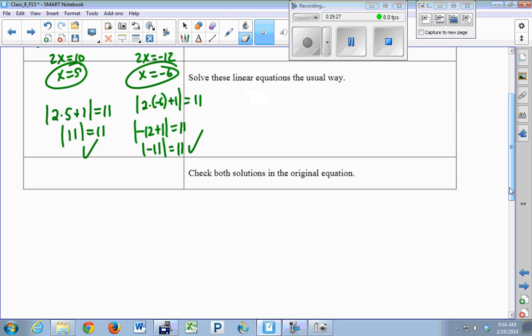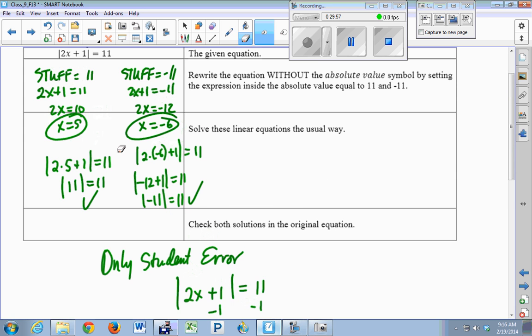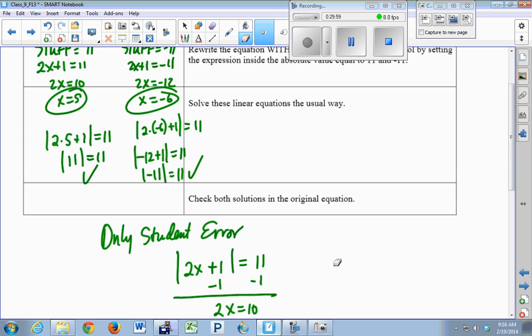Let me show you the only error that I've seen in all the years I'm teaching. The only student error that I've seen with these absolute values. So this is what sometimes I see students do with these. That's incorrect. They go like this. They don't remove the absolute value and they start solving it like this. And then they get one answer. Okay? They end up getting an answer that works when you set the whole thing equal to 11.